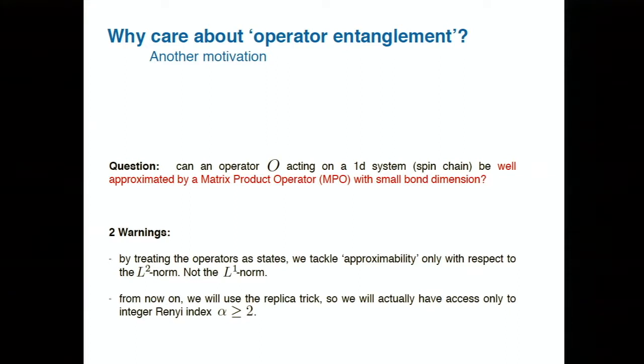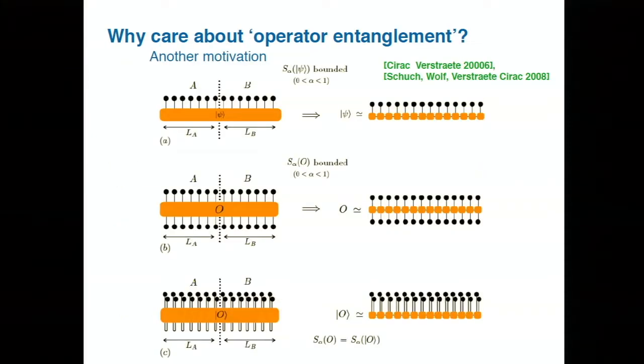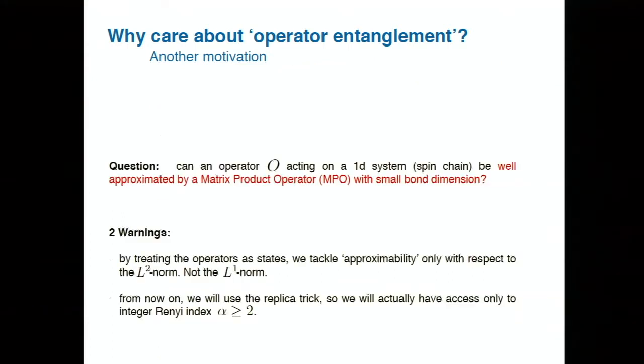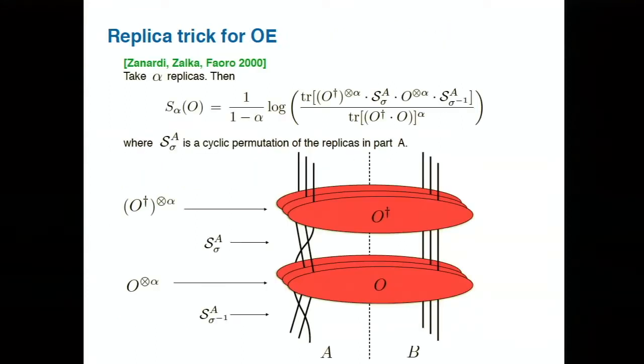And the second thing is that, in principle, as I showed you here, the right thing to consider is the Renyi entropy with alpha smaller than 1. But in practice, we're going to use the replica trick, and so that means alpha will actually be an integer larger than 2. Now, this is what the replica trick looks like for operators.